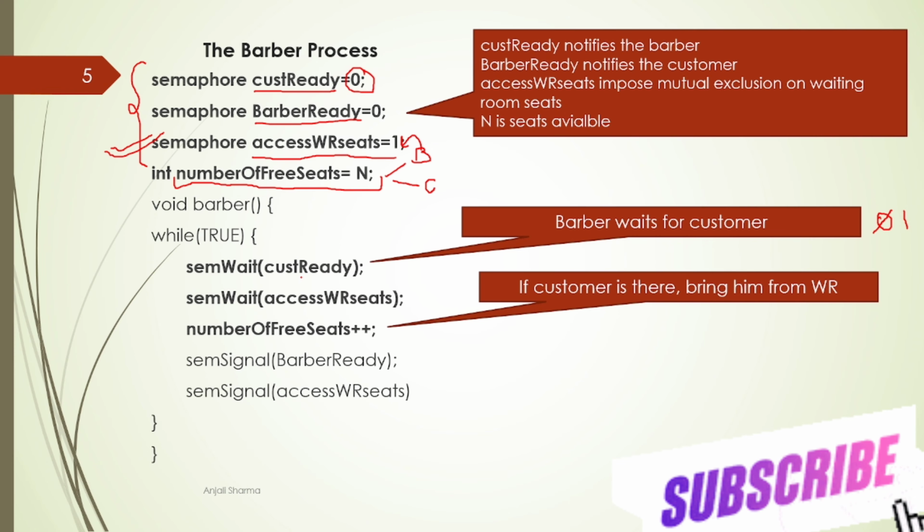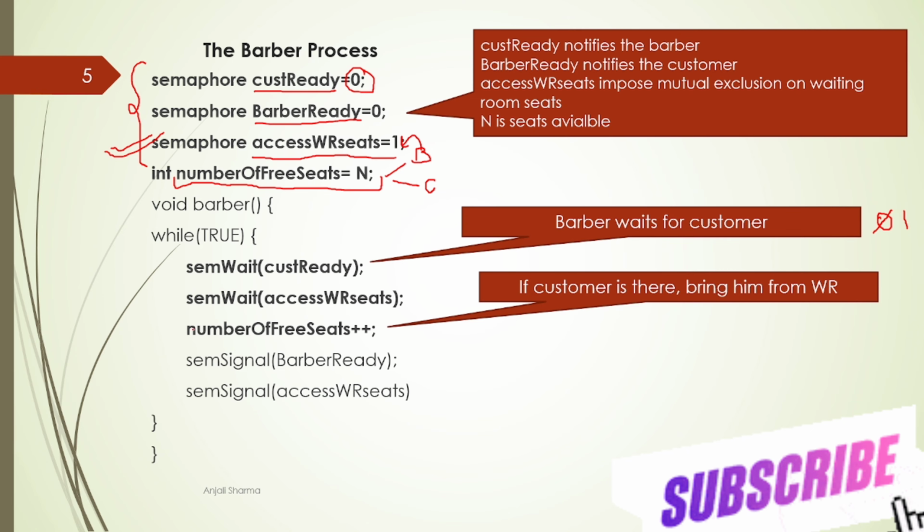So in order to do that, it will be increasing the number of free seats. See, the customer is in the waiting room, right? He is occupying one of the seats of the waiting room. The barber will go to the waiting room and he will find that yes, there is a customer. So the barber will ask the customer, please come and I will cut your hair. So the customer will leave the chair of the waiting room. So here the number of free seats will be increased by 1, right?